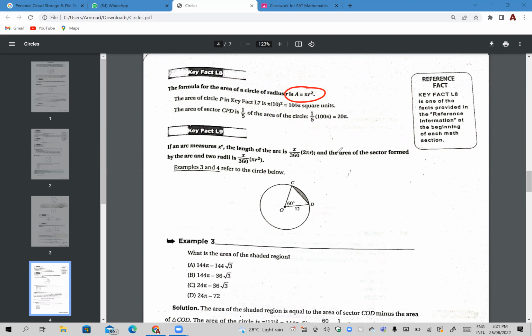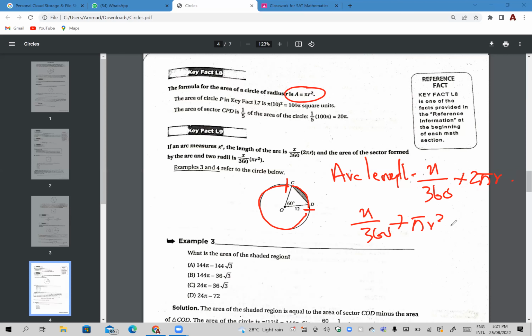What is arc length? This is an arc CD. This entire remaining portion is also an arc. These are two arcs on the circle. So there's a formula for arc length that you should know. It's x over 360 times 2 pi r. And for area, it's x over 360 times pi r squared. Which area? Area of the sector.